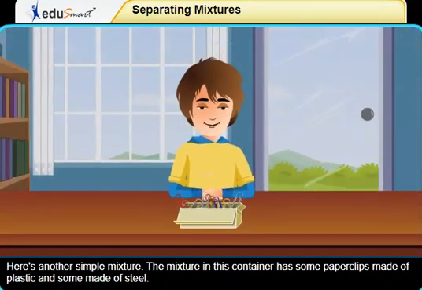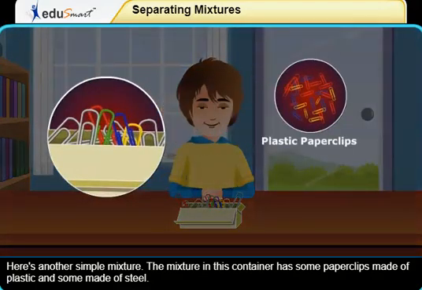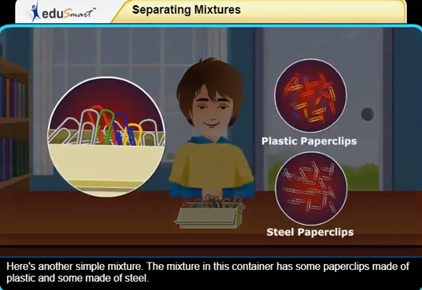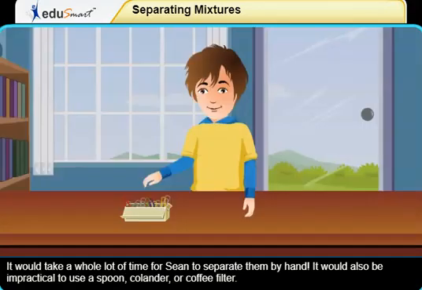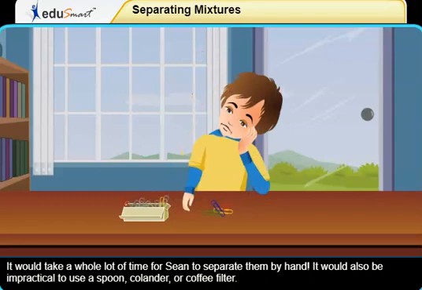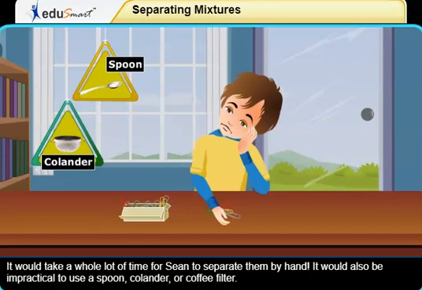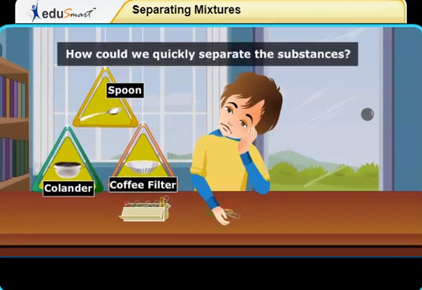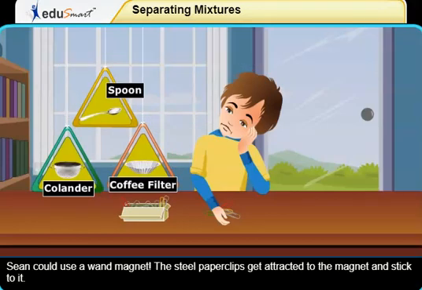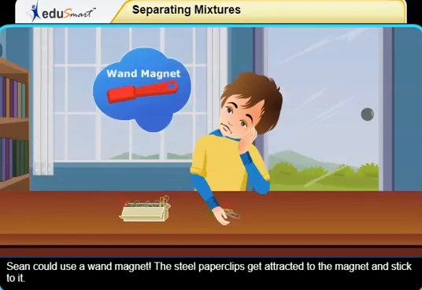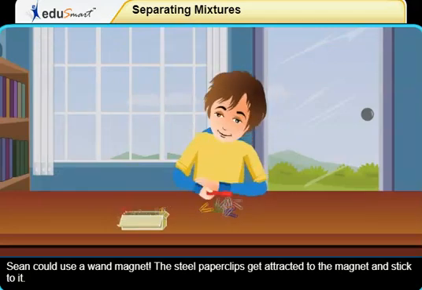Here's another simple mixture. The mixture in this container has some paper clips made of plastic and some made of steel. It would take a whole lot of time for Sean to separate them by hand. It would also be impractical to use a spoon, colander, or coffee filter. How could we quickly separate the substances? Sean could use a wand magnet. The steel paper clips get attracted to the magnet and stick to it.